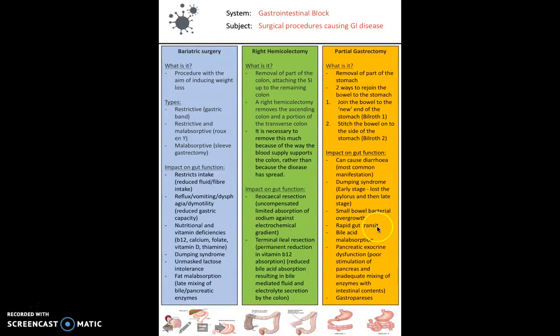It can also cause a bacterial overgrowth. It can cause rapid gut transit. It can cause bile acid malabsorption, because remember you're skipping out this first part of the duodenum, essentially, particularly in this Billroth 2 technique. It can cause pancreatic exocrine dysfunction for the same reason, and it can cause gastroparesis as well.